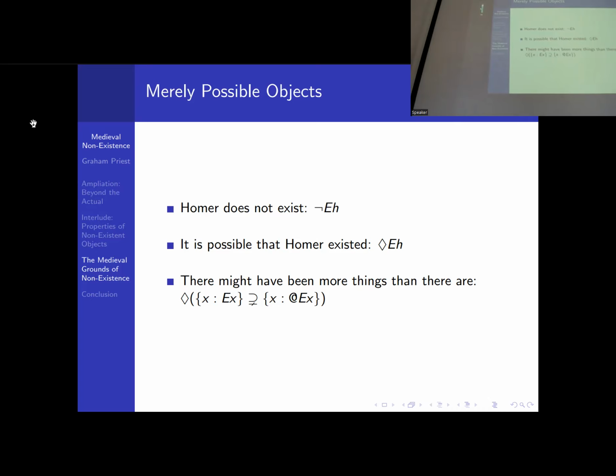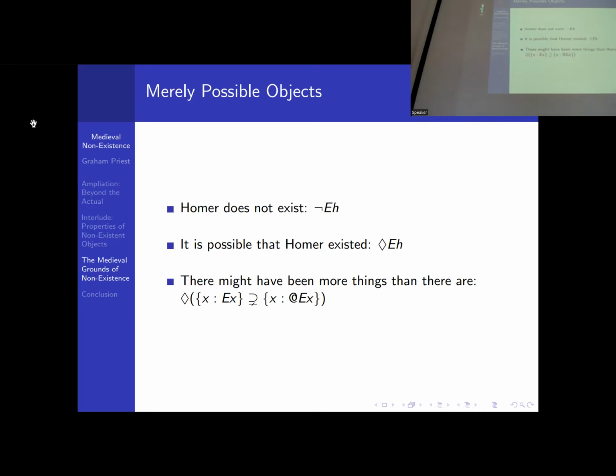So E is the existence predicate, as before. So this is a set of things that exist. A here is an actuality operator, so you can read this as "actually." So the set of things that exist properly contains the set of things that actually exist. This is one way you can express the claim that there might have been more things than there actually are. It's not the only way, but that'll do.